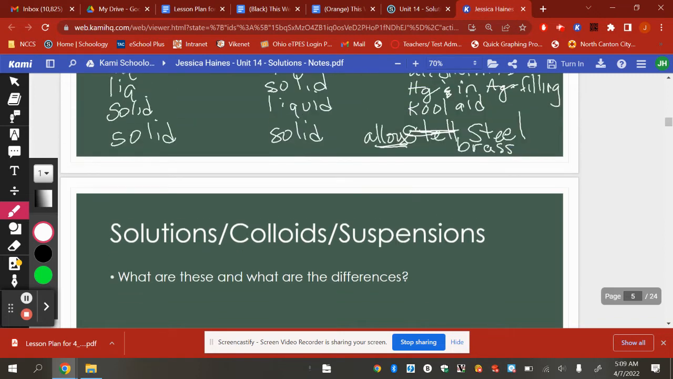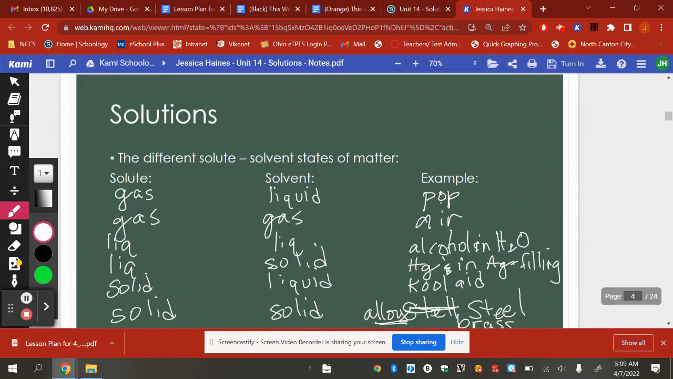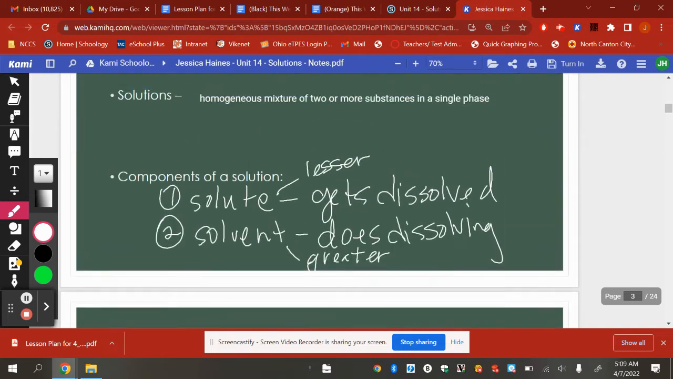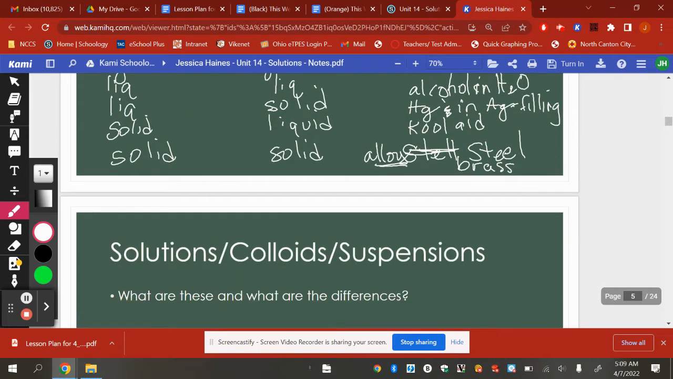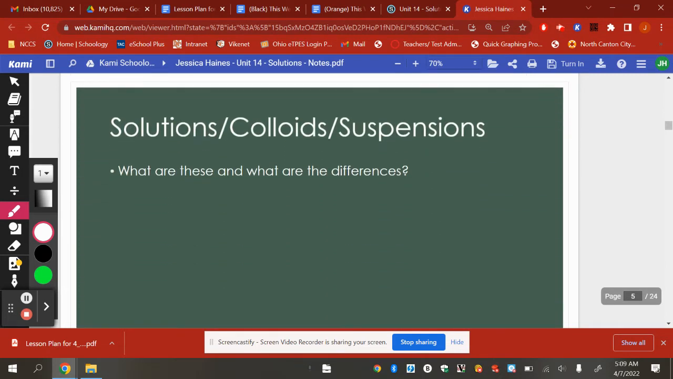Okay, so let's dive a little bit more into an expansion of solutions. So solutions, of course, are when one substance is dissolved into another, right? A homogeneous mixture where substances are combined and dissolved. But there are expansions on solutions. So there's solutions, there's colloids, and suspensions. So these other two words mean something as well, of course. So what are they? Let's discuss each one of these.